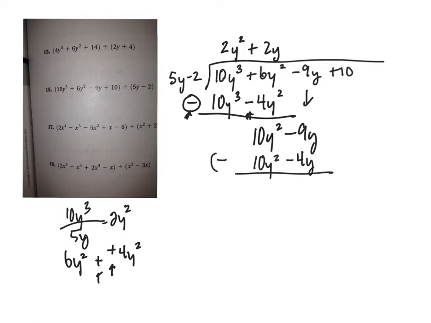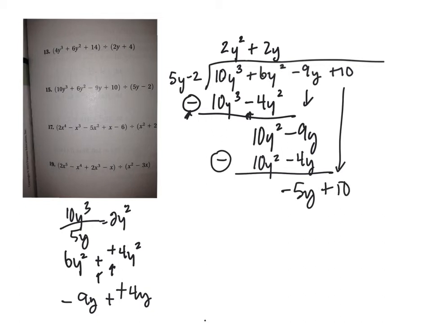Okay, now I'll subtract these two expressions. 10 minus 10 cancels. Negative 9 minus a negative 4 would be a negative 5y. So what I did there was negative 9y minus a negative 4y. Again, these two become positive. You get negative 5y. Okay, bring down the 10, so plus 10.